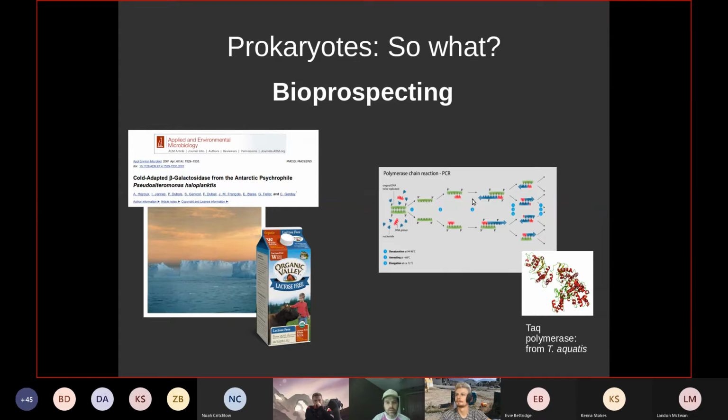Forensic science, criminal forensics depends on this. This is how you determine parentage, all that kind of stuff. It's based on this Taq polymerase. Taq stands for Thermus aquaticus. That is a bacterium that lives in hot springs.